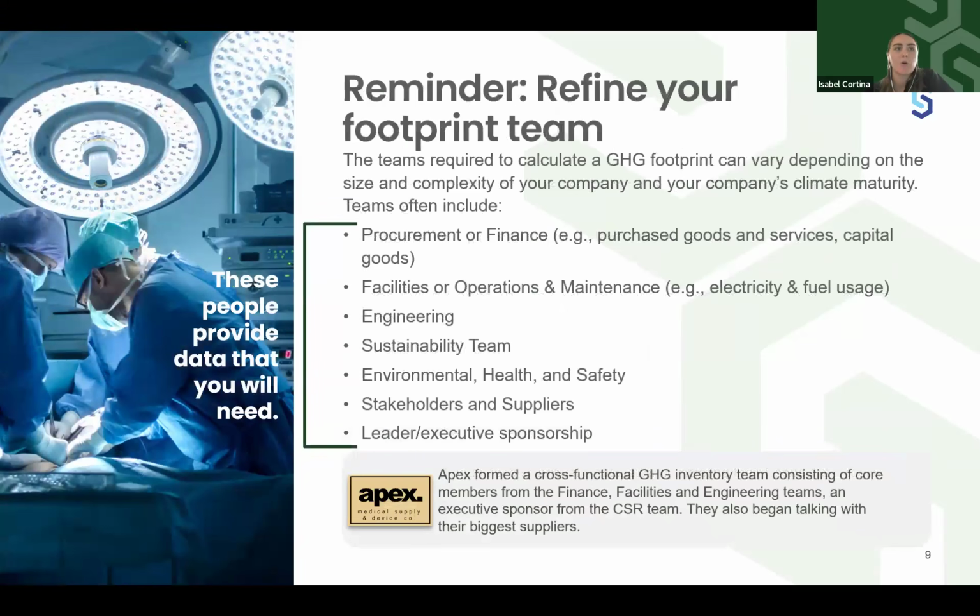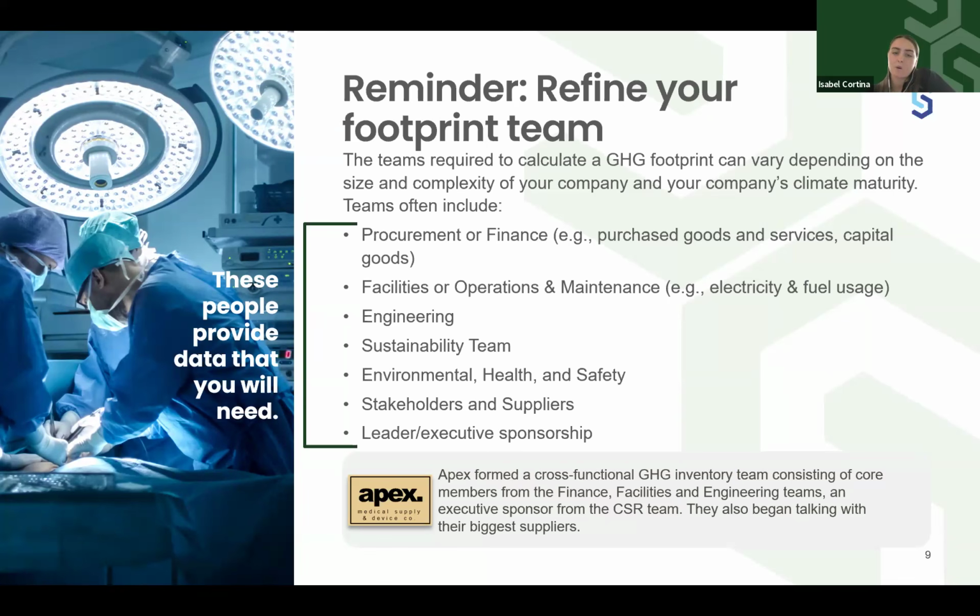Next, you'll need to think about who from your team is going to help you with these calculations. Footprinting requires collecting data from many parts of your company, and you'll want to have those people on your team when you're getting ready to start footprinting. The team that you'll work with here is likely to be a little bit different than your Scope 1 and 2 teams, although there will likely be some level of overlap.